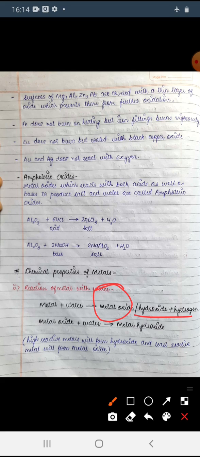Here we have written metal oxide and hydroxide too, so we have to think about which metal will form oxide and which will form hydroxide. It depends on the reactivity of the metal. A highly reactive metal, when it reacts with water, will directly form a hydroxide of that metal, while the least reactive metal will form a metal oxide.